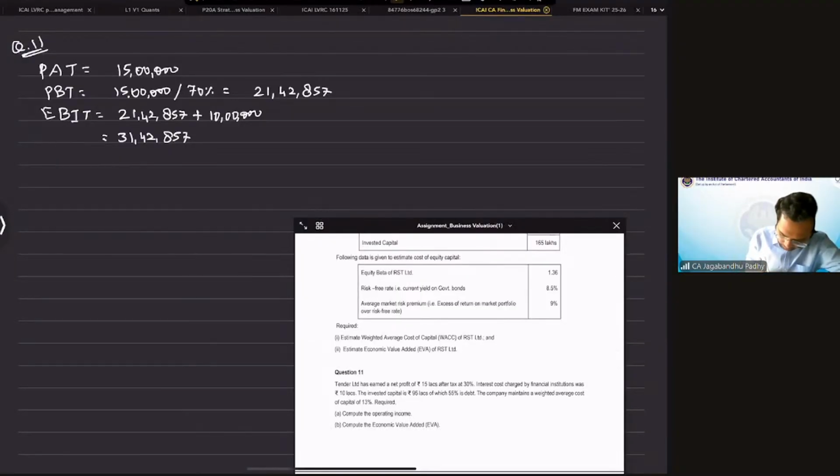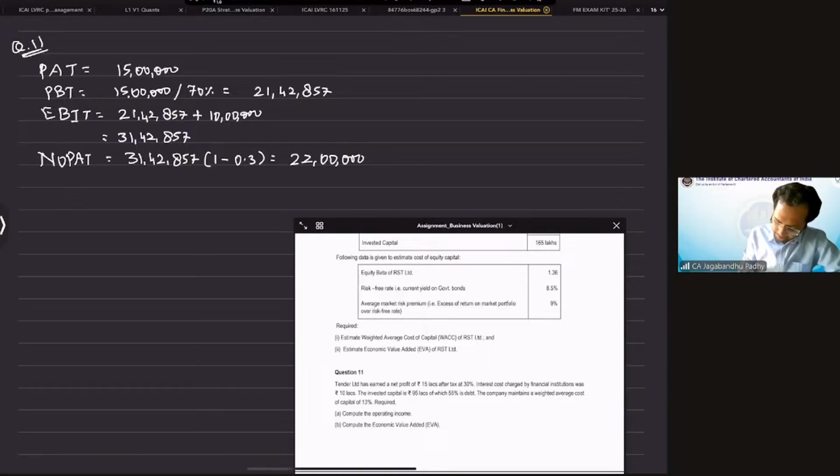And then we have to get the NOPAT, net operating profit after tax. That's 31,42,857 into 1 minus 0.3, into 0.7. So NOPAT is 22 lakhs.